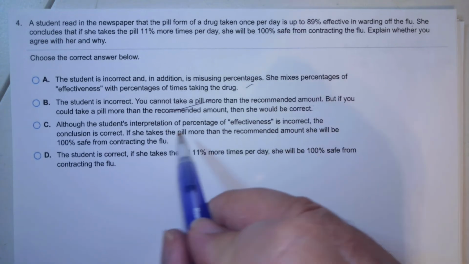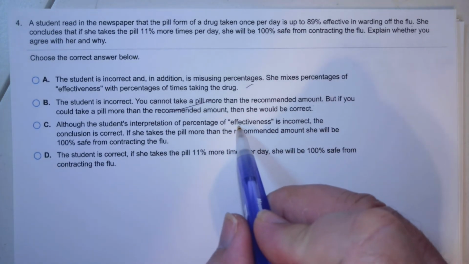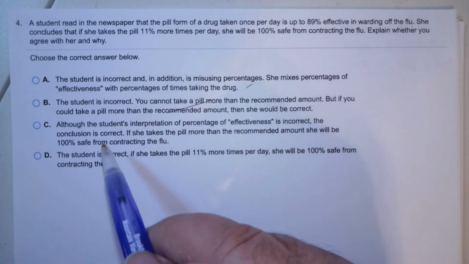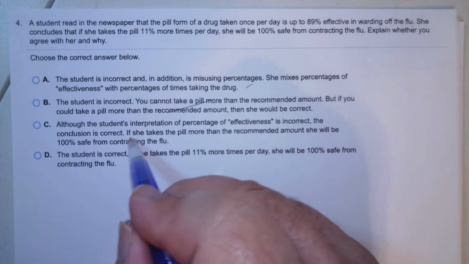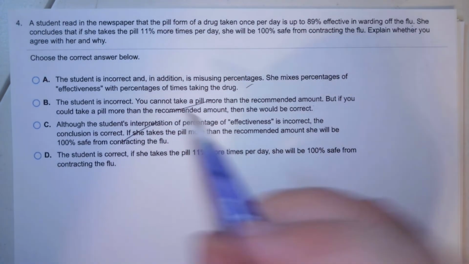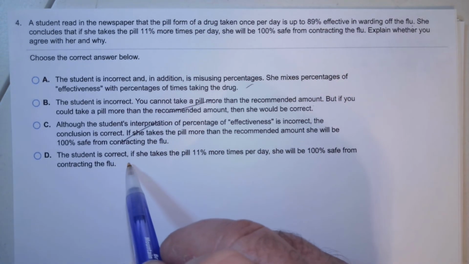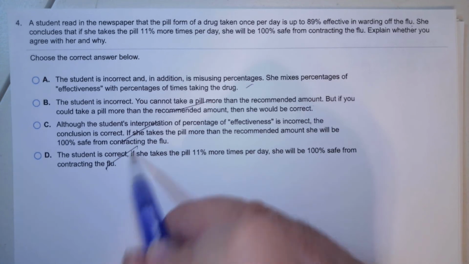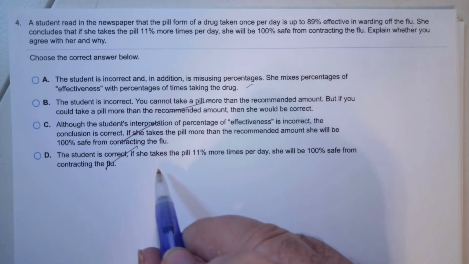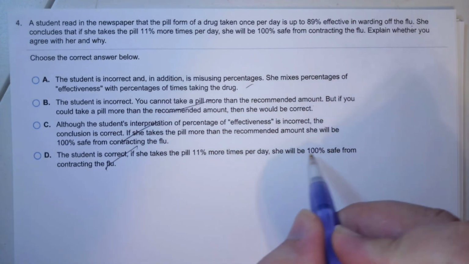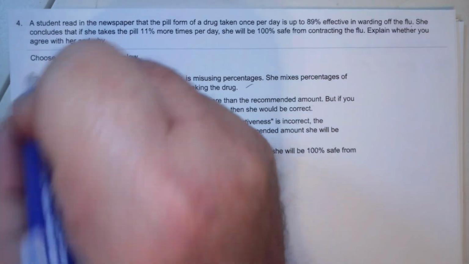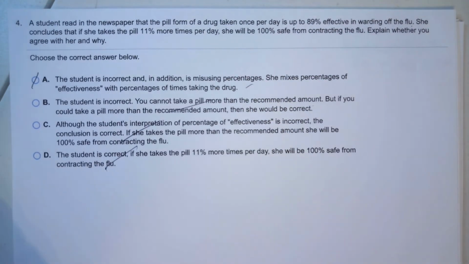Although the student's interpretation of percentages of ineffectiveness is incorrect, the conclusion is correct. No, that first statement is wrong. The student is correct. No, she's not correct. If you take the pill 11% more times per day, then you'll be 100% safe. No. So the answer is A. Right. Good luck, everyone.